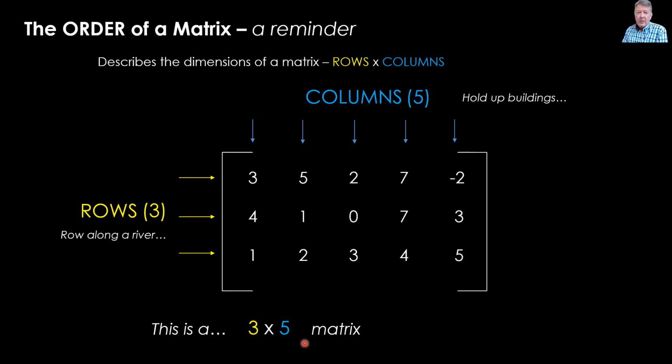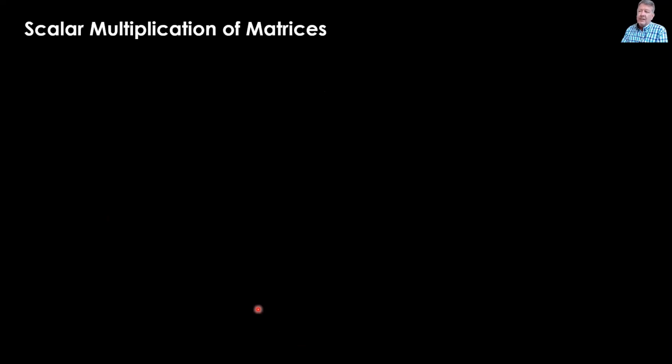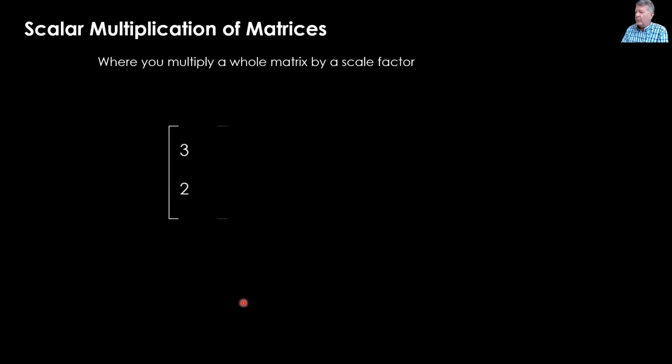Now, there's 2 types of multiplication. There is the first one called scalar multiplication. That is where we take a number. It doesn't have to be a whole number. It can be a fraction, it can be a decimal, it can be a negative, but it is a number, and we multiply it by everything in the matrix. That one is really straightforward. Let's have a look at it.